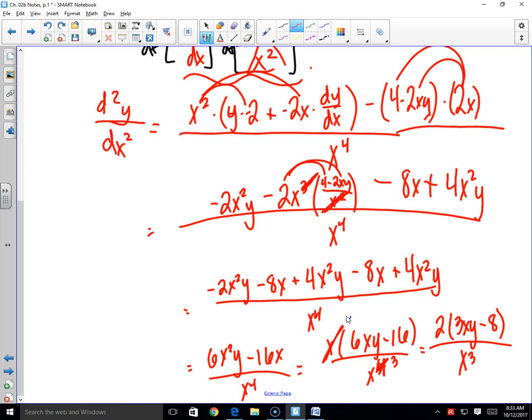Pause. If it was a long answer, you would have had to wait to box until this step. Because you have to get dy dx in. As soon as you have it in terms of x and y, you could have boxed it. But this won't be a long answer. On a test, it might be. Yeah, technically you could box it right there.